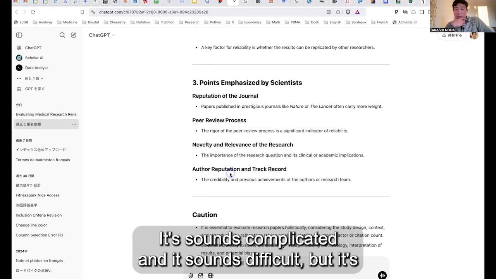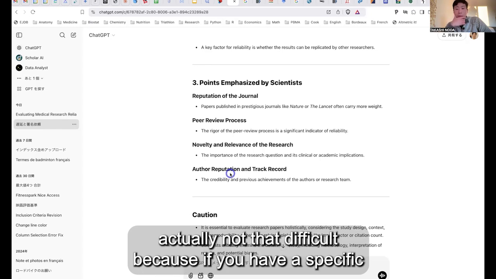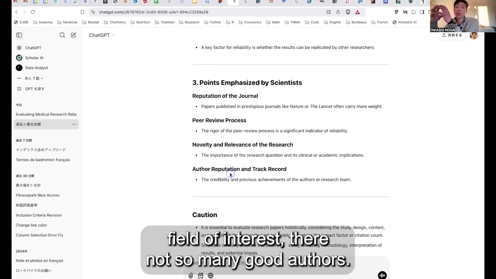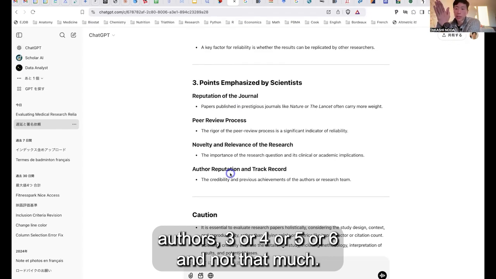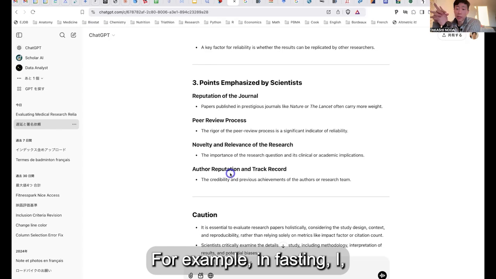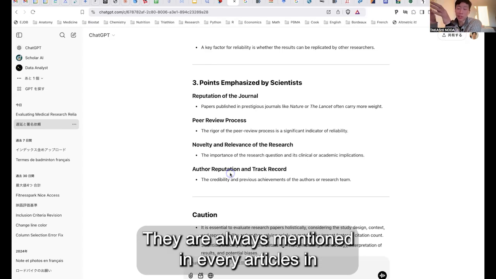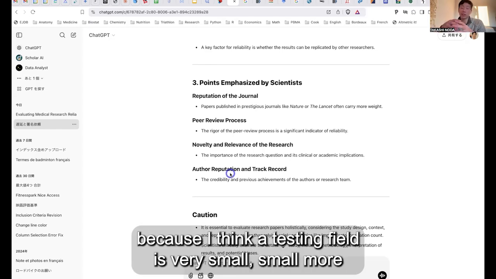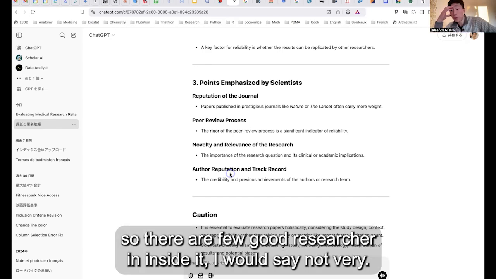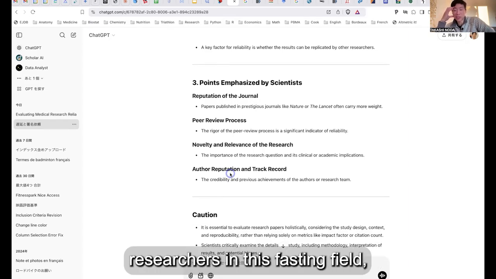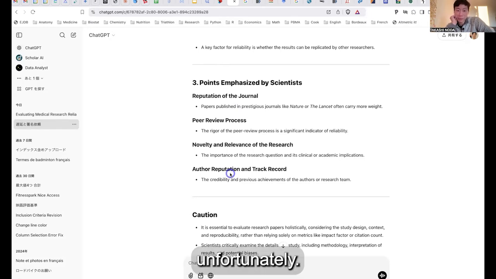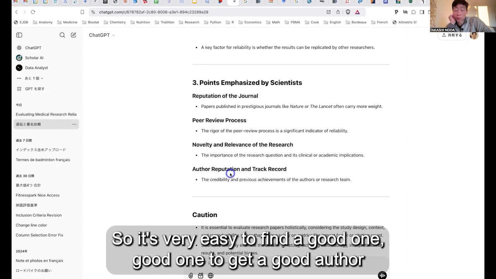It sounds complicated and difficult, but it's actually not that difficult, because if you have a specific field of interest, there are not so many good authors. You just follow several authors, 3 or 4 or 5 or 6, and not that many. For example, in fasting, I've known several researchers, and they are always cited. They are always mentioned in every article because the fasting field is a very small world. So there are few good researchers inside it. Actually, there are not many good researchers in this fasting field, unfortunately. So it's very easy to find a good author to follow.